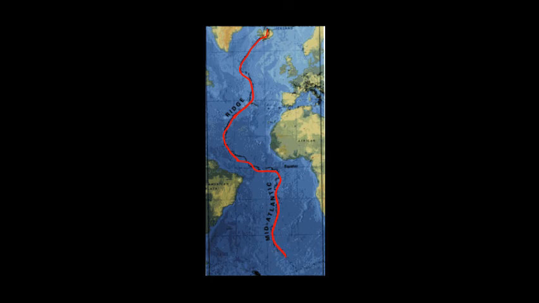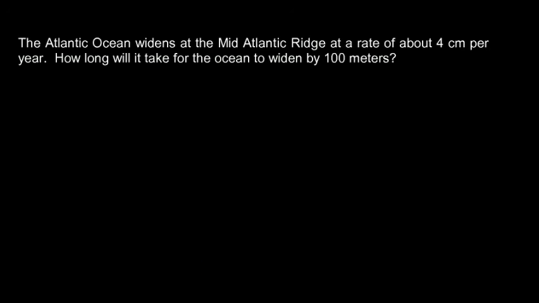And what's happening here is this plate is spreading this way, and that plate is spreading that way. And new rock is coming up from underneath. Molten lava is coming up, and this mountain range is forming underwater as the lava comes up and these plates spread apart. So we're asked, how long will it take for the ocean to widen by 100 meters? Well, the ocean is widening at the mid-Atlantic ridge at a rate of about 4 centimeters per year. So that's my speed. The speed is 4 centimeters per year.